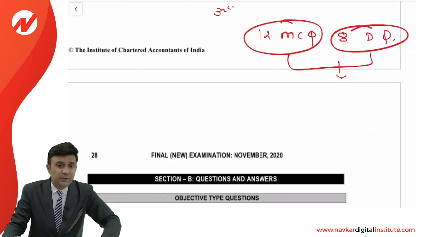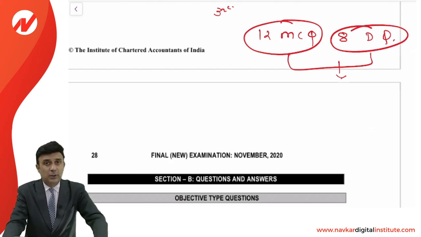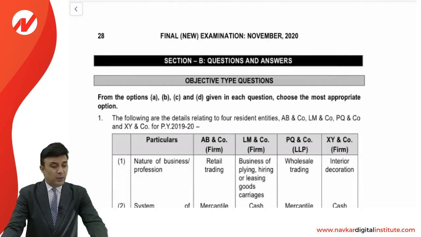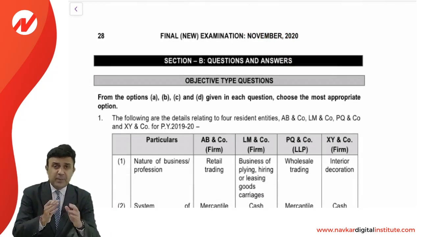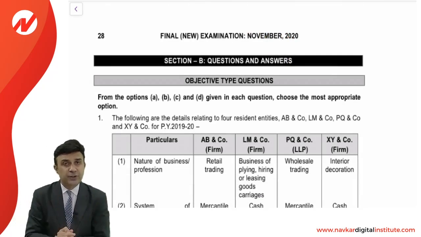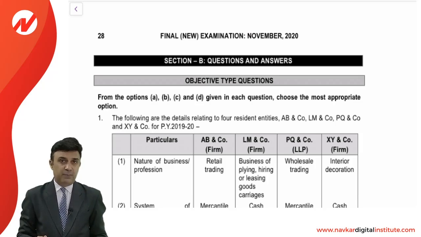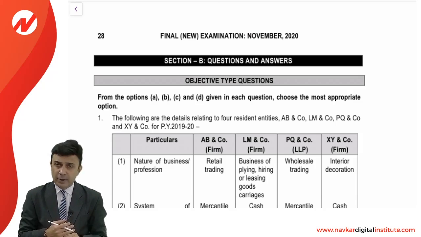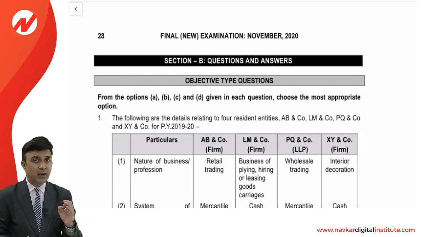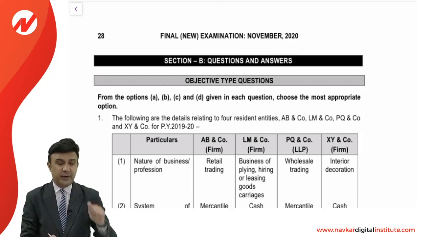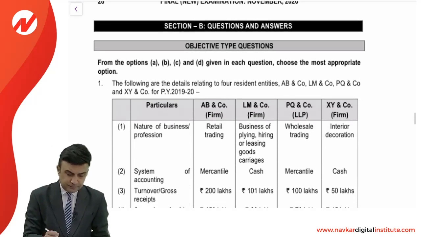Friends, let us begin with, first of all, the objective questions. Yes, friends. So let us begin with the multiple choice questions first. There are 12 MCQs given by ICAI in the RTP. We'll solve it one by one. I would request you to have the calculator in your hand so that we can make the calculation very quickly. Let's have the first one.